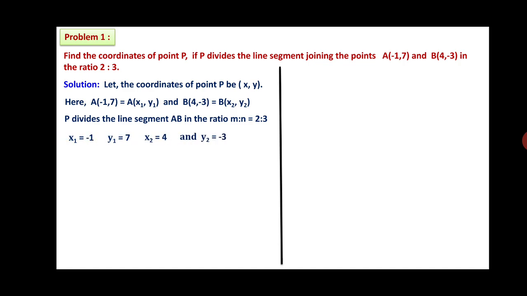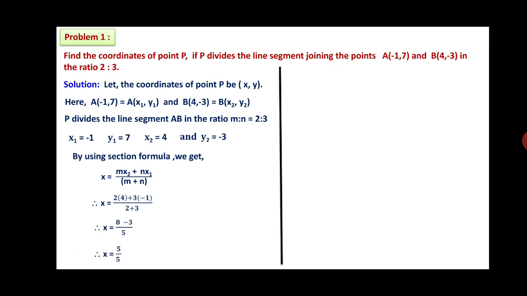Comparing the terms of coordinates, x1 is -1, y1 is 7, x2 is 4 and y2 is -3. By using the section formula, we get x = (mx2 + nx1)/(m + n). Now we will substitute the values. m is 2, n is 3. So x = (2 times 4 + 3 times (-1))/(2 + 3). Therefore x = (8 - 3)/5 = 5/5. So we get x = 1.